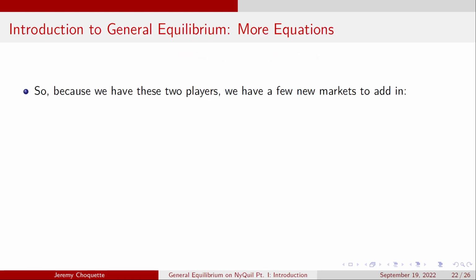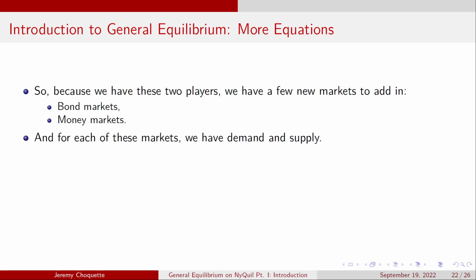Anyways, we have these two new players, the fiscal authority and the monetary authority. We got a few new markets to add in. Well, we got bond markets, right, because the government's going to sell bonds in order to be able to fund their purchases via debt. The central bank is going to have the money market. For each of these markets, we're going to have demand and supply. We're going to have money demand, money supply, demand for bonds, supply of bonds.